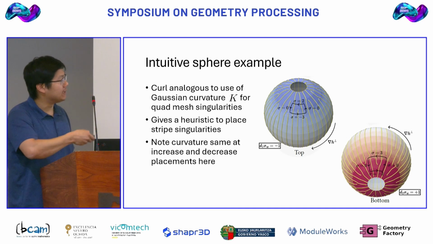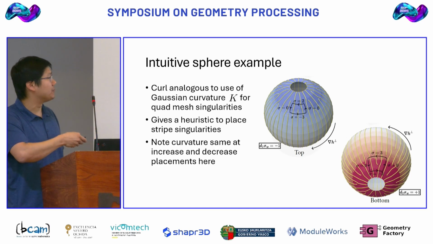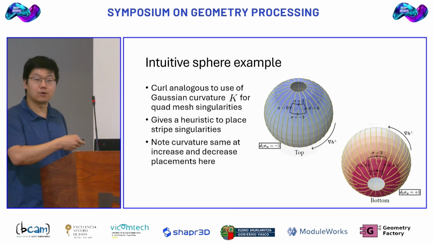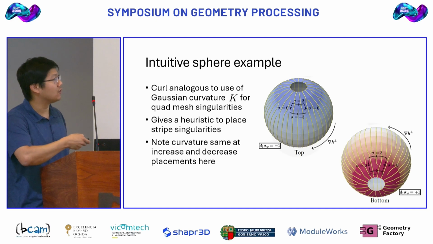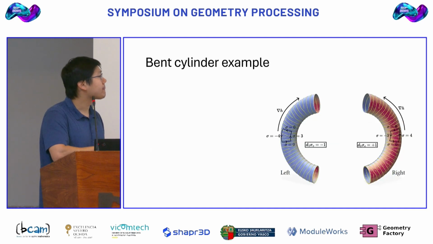Yeah, and I also wanted to I like this example in particular, of course, because the Gaussian curvature of the sphere is constant, right? So we can see that the curl and the Gaussian curvature are indeed sort of related but different quantities here in terms of giving you information about where you should place these singularities.